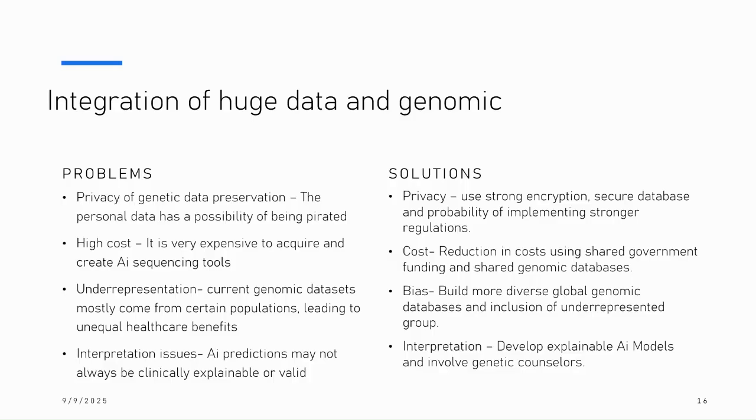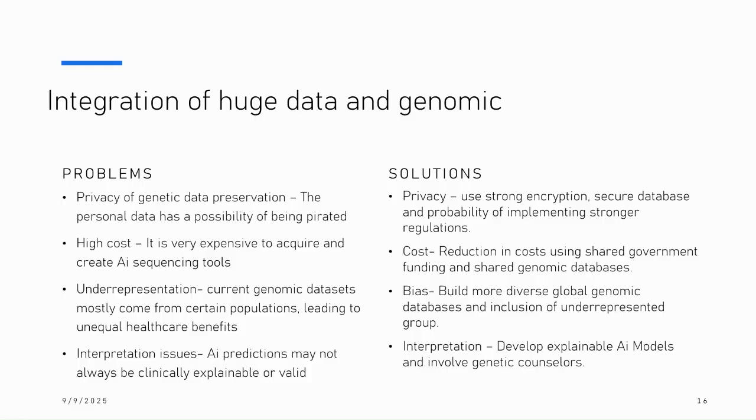Third, underrepresentation in datasets is a serious issue. Most genomic studies are based on European populations, which means other groups are underserved or misrepresented. This could cause unequal healthcare outcomes. And finally, interpretation issues also exist. Even if AI detects a genetic variation, we may not know whether it truly causes a disease. Doctors can't always act on AI predictions unless they are clinically valid and explainable.